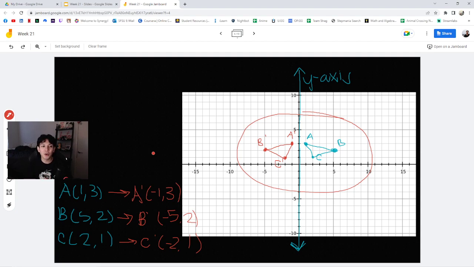So what we can deduce from this is if we reflect something about the y-axis, our x values are going to change signs. See how 1 turns into -1, 5 turns into -5, and 2 turns into -2. So we're always going to change the signs of our x values if we reflect about the y-axis. And if we take a look at our y values, do they change? No, they don't. 3 is still the same as 3, 2 is the same as 2, and 1 is the same as 1. So that's the rule for the y-axis, okay?